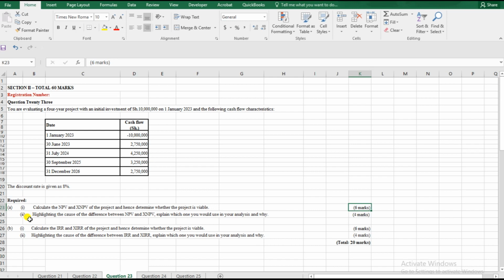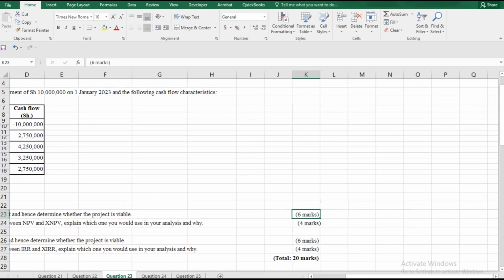Then on the other hand, here we are asked to highlight the cause of the differences between NPV and XNPV, and you're also supposed to explain which one you will use in your analysis and why. 4 marks. Good examiner. Part B, calculate the IRR and XIRR of the project and hence determine whether the project is viable. Highlight the cause of the difference between IRR and XIRR. So that is what you are asked.